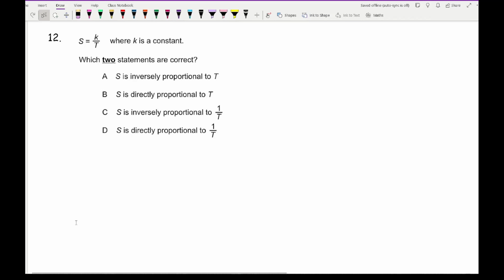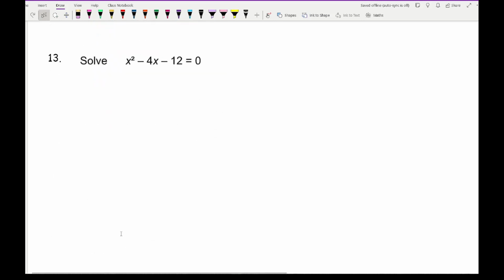Moving on to question 12, and this relates to direct and indirect proportion. So it says S is equal to K over T, where K is the constant. Which 2 statements are correct? So S is inversely proportional to T. Well, that's going to be correct. And the next one is that S is directly proportional to 1 over T.